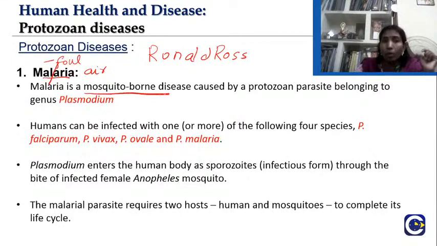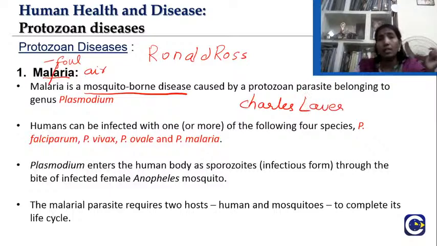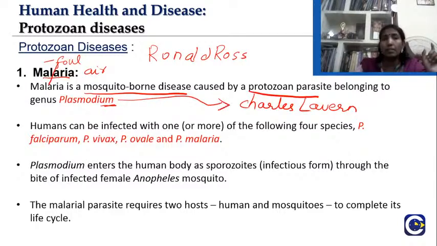So it is a mosquito-borne disease. Another credit goes to Charles Laveran. He is another pioneer who discovered that this protozoan parasite, the Plasmodium, infects humans through the vector. The mosquito as the vector was found by Ronald Ross, so you have to be very careful. Ronald Ross's contribution was finding the vector, the mosquito bite. What about the protozoa that causes malaria? It is Charles Laveran.